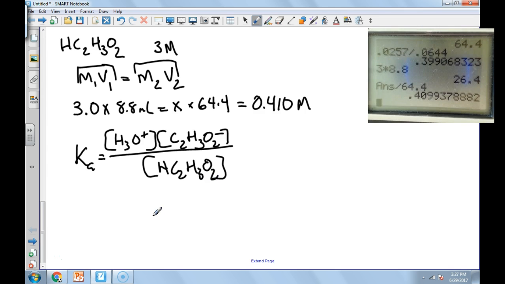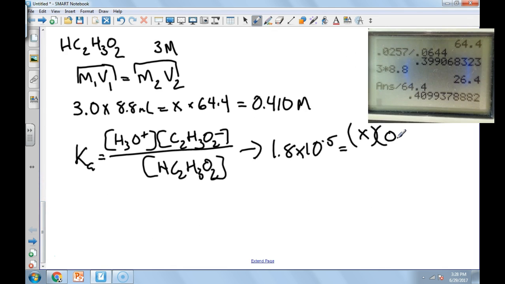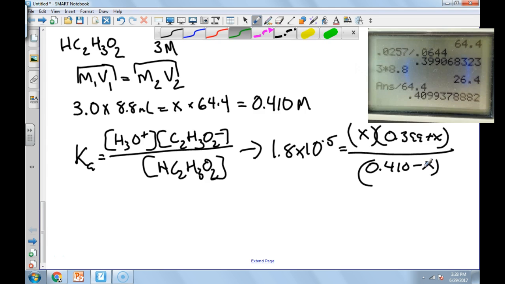Okay, so now we plug in. Ka for acetic acid is 1.8 times 10 to the minus 5. And that equals H3O plus, which we don't know, which is x, times, I just want to scroll up to make sure that I have the right value, okay, 0.399 plus x over 0.410 minus x. And when we do that, we can use the 5% rule. And the 5% rule allows us to cross off both of these. And now we can do the math to solve for x.